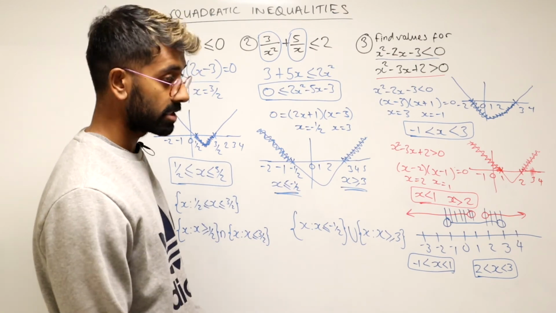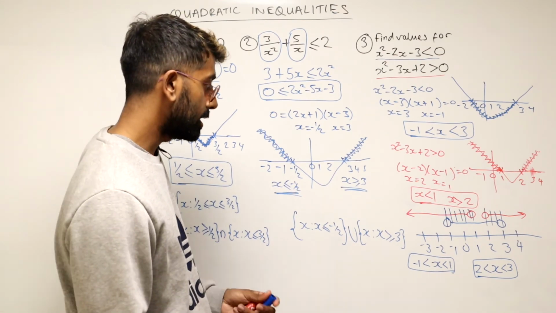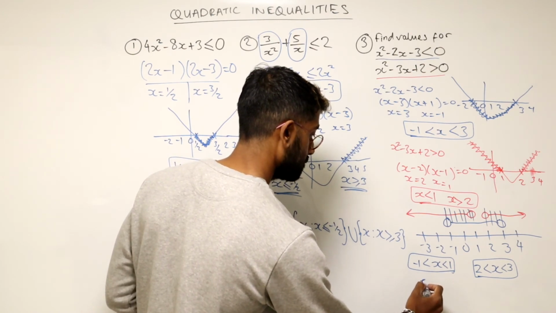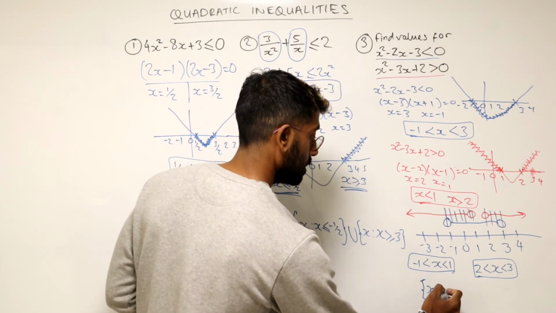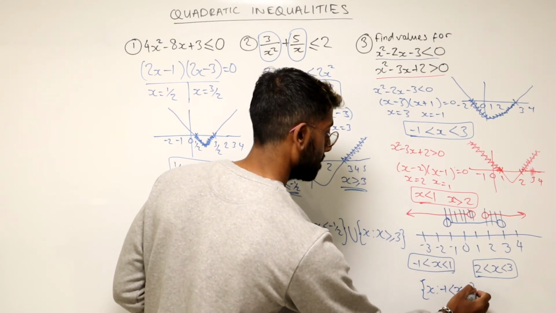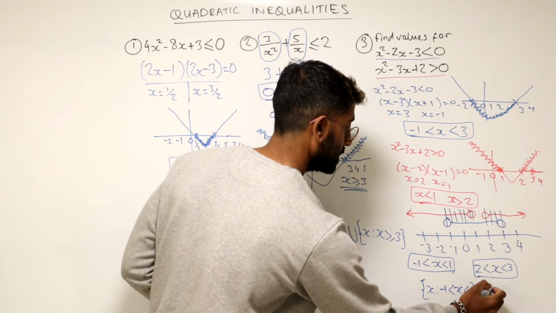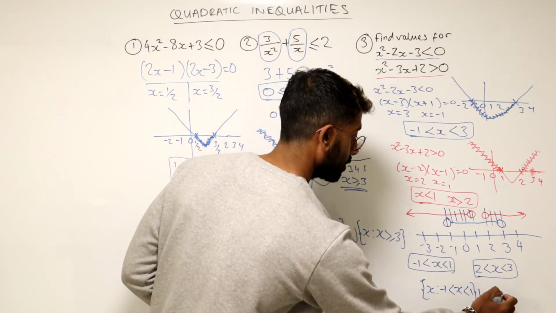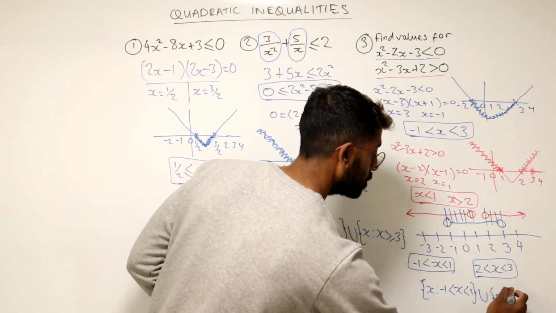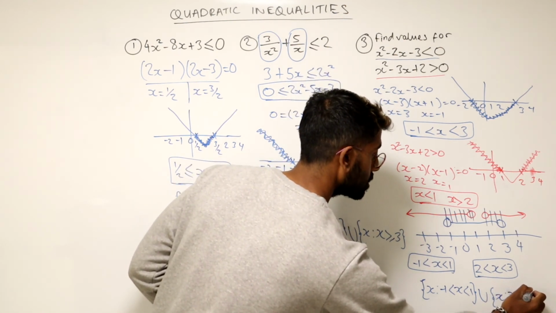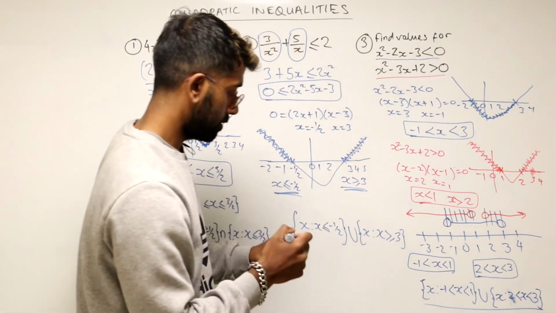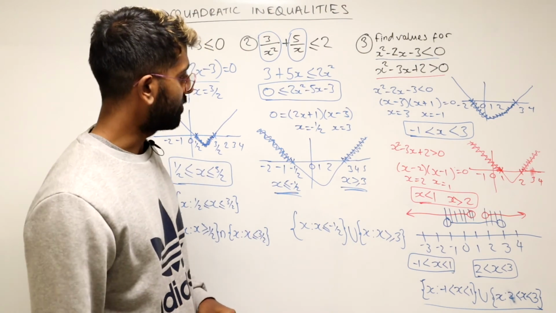And then if we put this into some set notation, then what we could do is list it like this. We could say minus 1 is less than x, which is less than 1. And then that's in union with, oh, sorry, that's supposed to be 2, 2 is less than x, which is less than 3. And then we can close that off in there. Okay, perfect. That's that one solved.